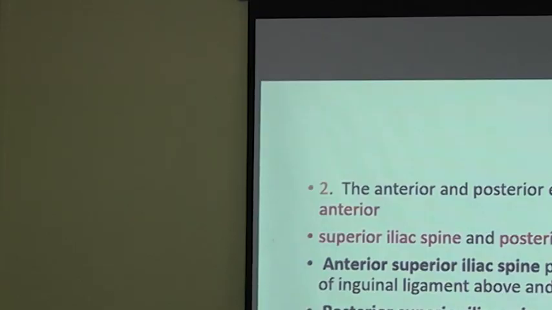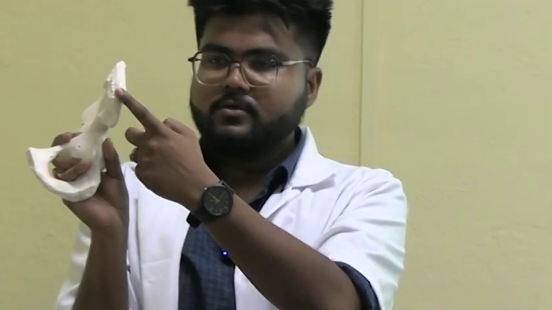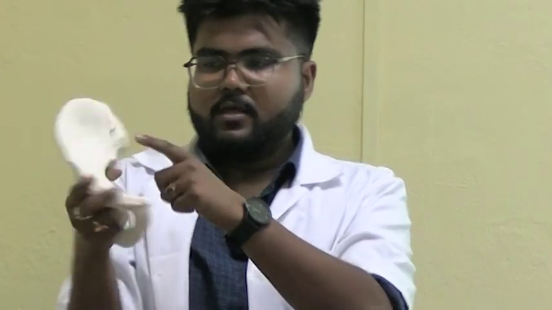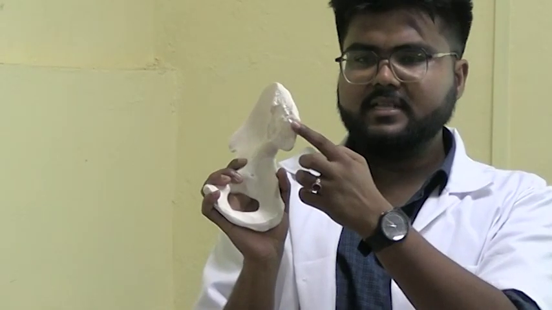You can see here this upper end. In this part the anterior superior iliac spine is present, and posteriorly it is called the posterior superior iliac spine. In the anterior superior iliac spine two important structures are present: one is the inguinal ligament, another is the sartorius muscle. Similarly, in the posterior superior iliac spine, the sacrotuberous ligament is present.